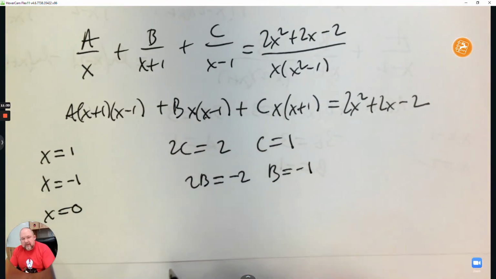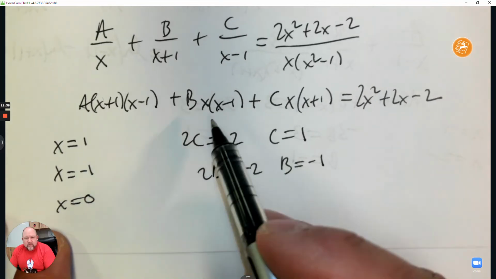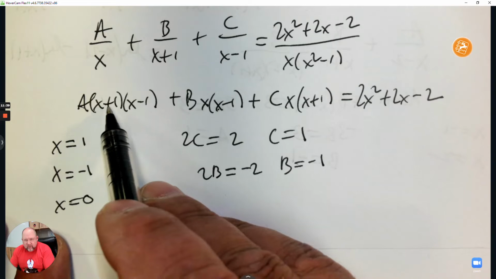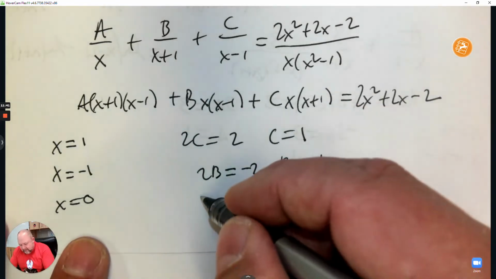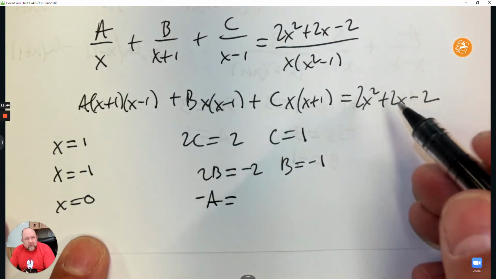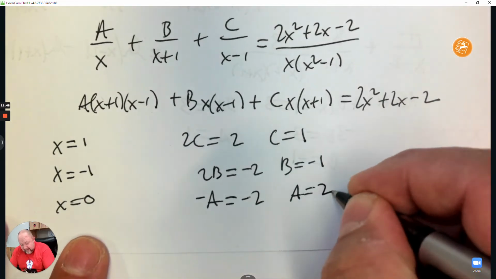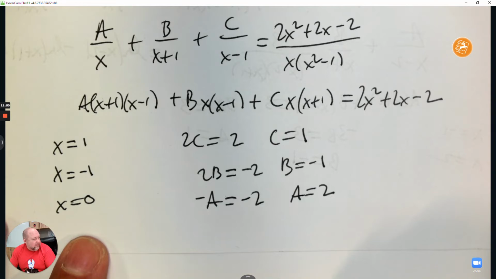The last 0 is 0. So if I plug in 0, the b and c are done. Plug in 0 here. 1 times negative 1 is negative 1a. 0, 0, that's equal to negative 2. Divide, so a is equal to 2. So I have my numerators now. I'm going to rewrite this.